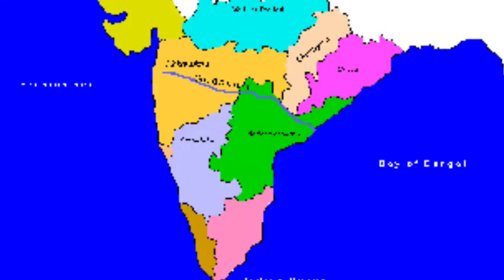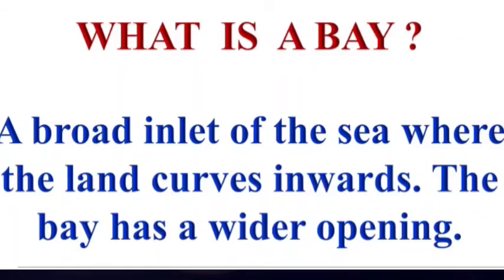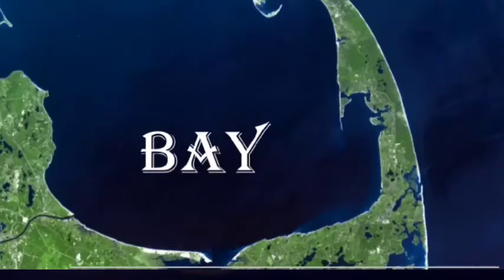What is a bay? A broad inlet of the sea where the land curves inwards. The bay has a wider opening. You can see Bay of Bengal, located on the eastern boundary of India. Similarly, Hudson Bay. Okay, you can see a number of bays are there. This is Hudson Bay, Bay of Bengal.